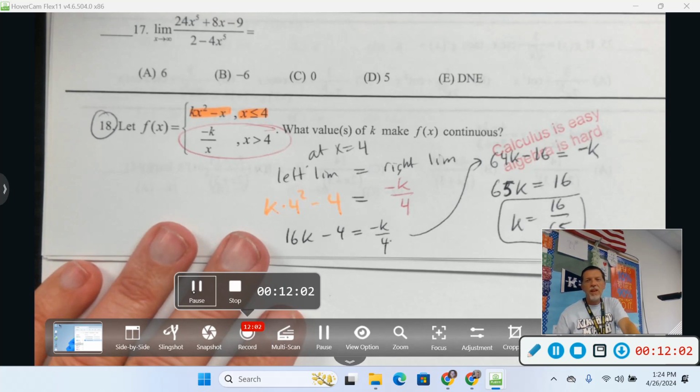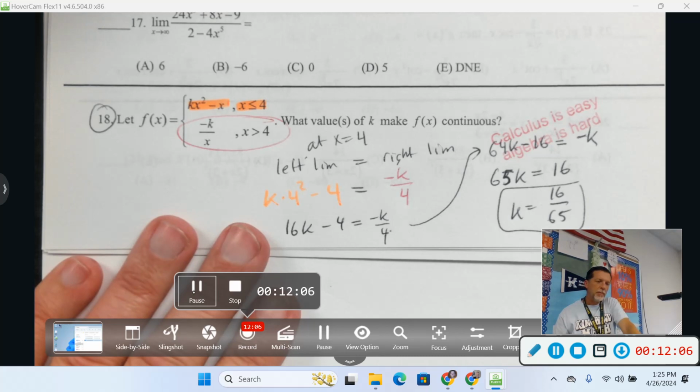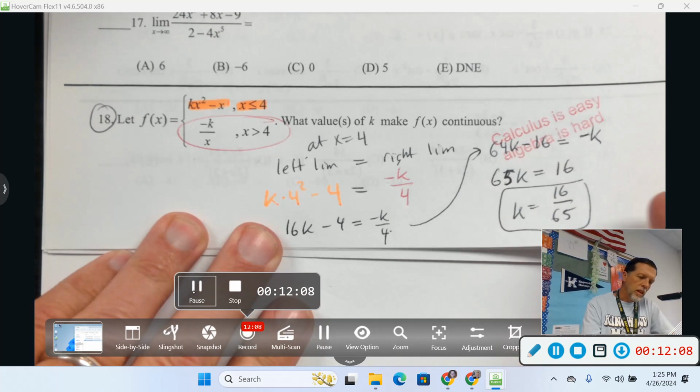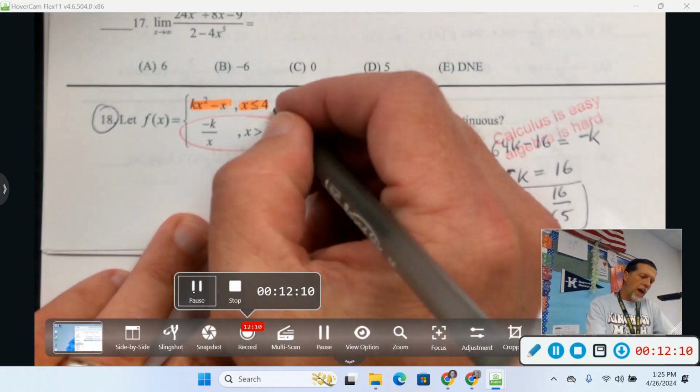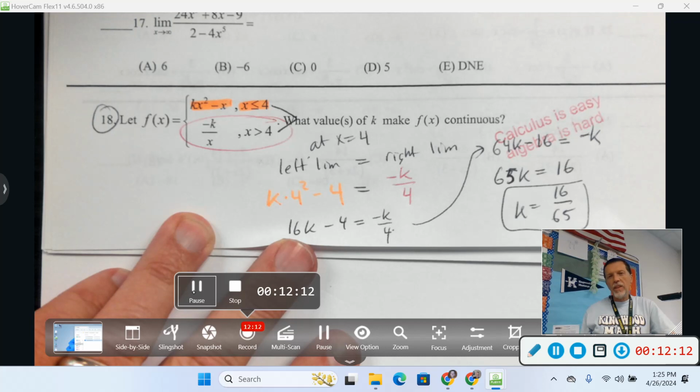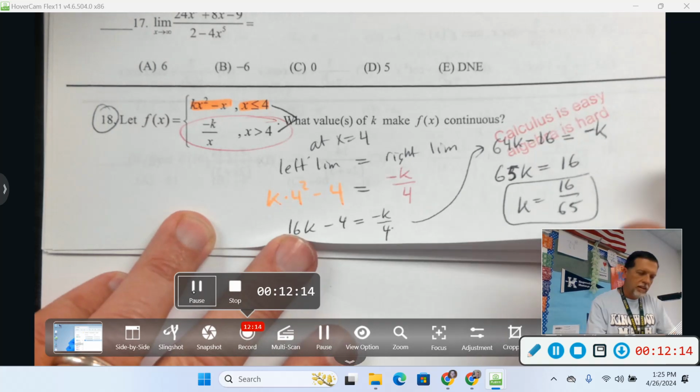I'm going to put the stamp on you. I should put it on myself when deserved. Again, the main thing there was at 4, were they continuous? Are they connected at x equals 4?